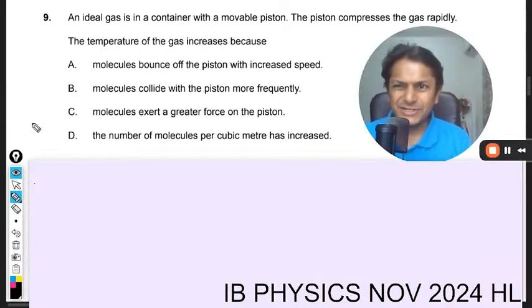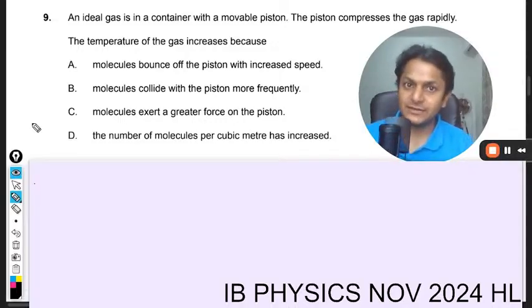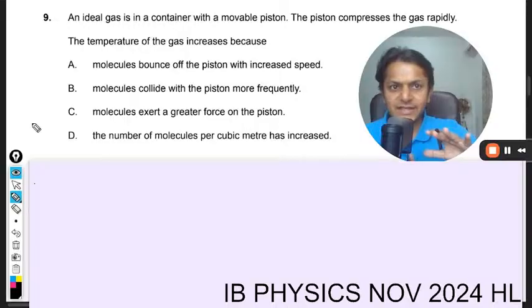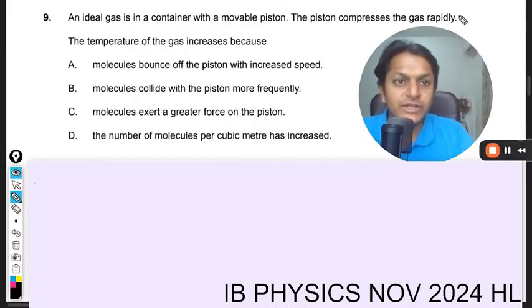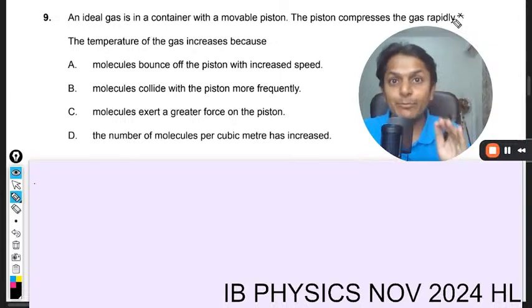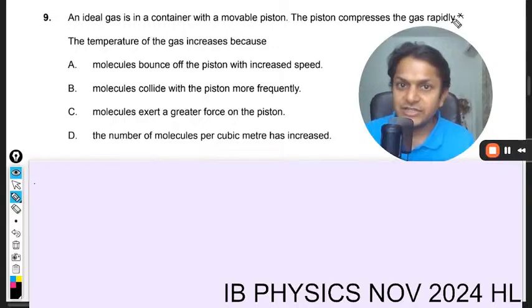Okay, dear student, let's see what is there in this question. An ideal gas is in a container with a movable piston. The piston compresses the gas rapidly. Now, this word is very important. Like you can compress the gas, but here the gas is compressed rapidly, like this. The temperature of the gas increases.